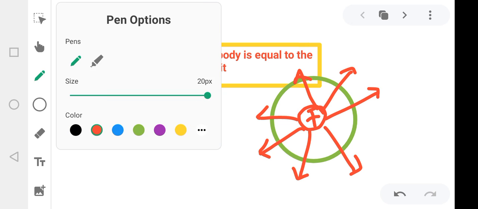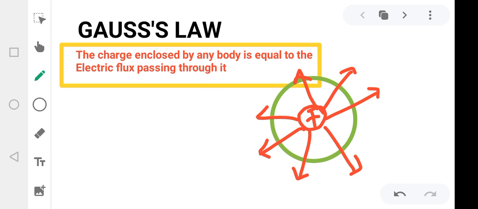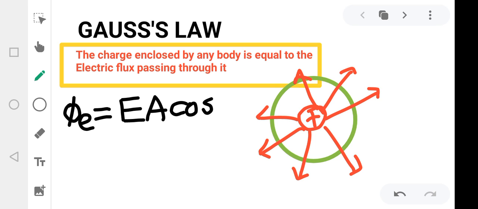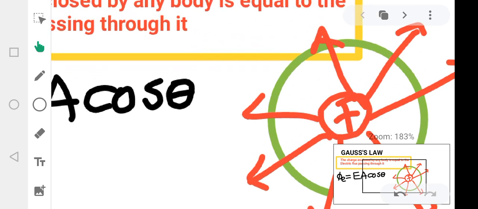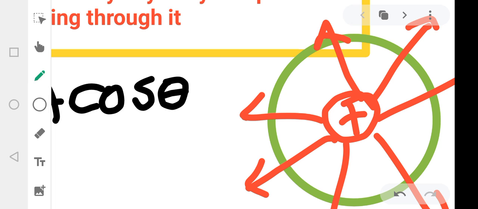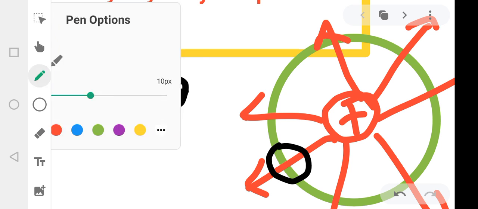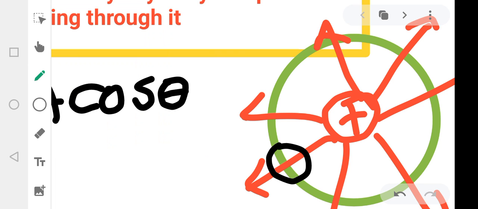In the previous topic, in the last lecture, we studied that the electric flux is equal to EA cos theta, where theta is the angle between the electric field intensity and the vector of surface area. Okay, so let me zoom here. Let us focus on this body. I will draw this body again.